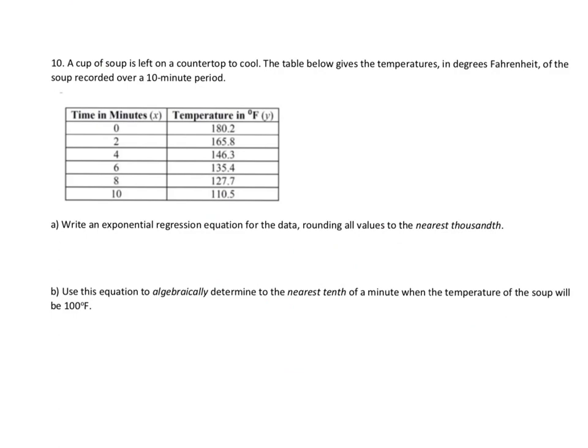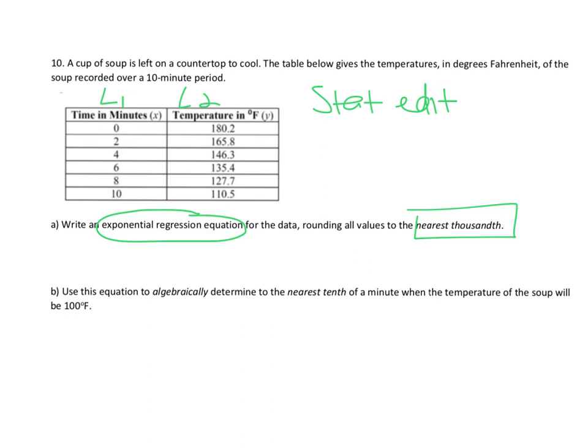This guy, you're going to put this into L1 and L2 because they're asking for an exponential regression equation, rounded to the nearest thousandth. So to get to L1, L2, first off, you're going to press stat edit, enter the data in, then you're going to press stat calc, and you're going to choose 0, which is exponential regression, and you're going to plug into y equals ab to the x. You're going to find that a will round to 180.377 on your calculator, and then b will round to 0.954 to the x.